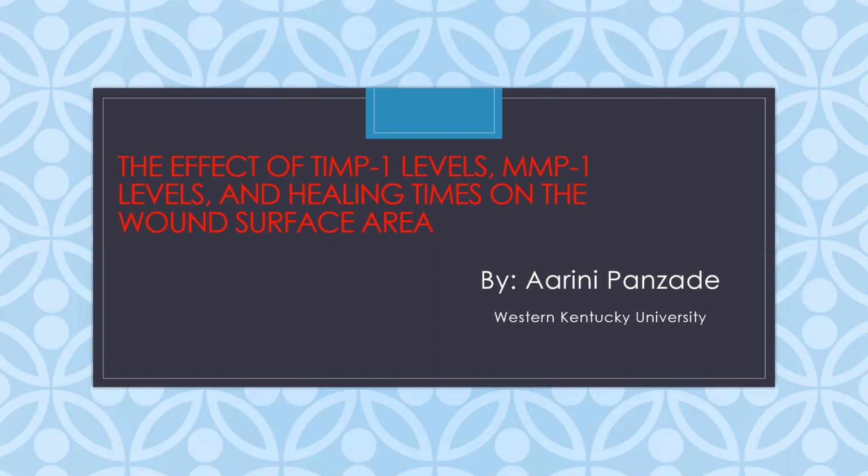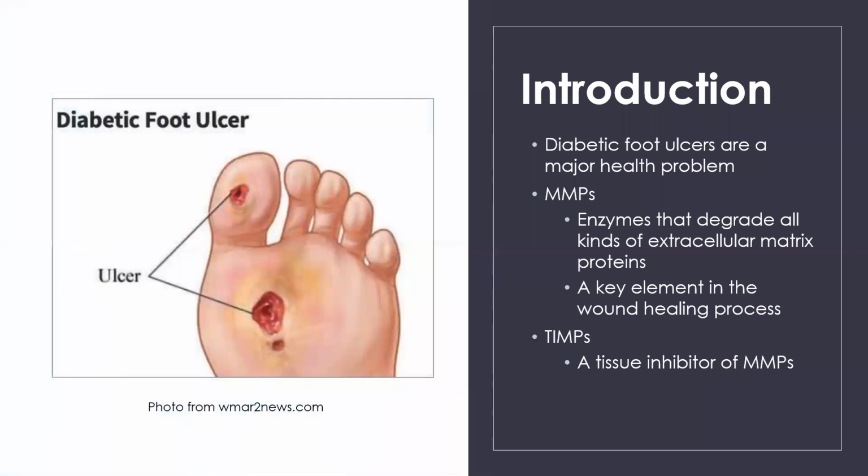My research is on the effects of TIMP1 levels, MMP1 levels, and healing times on the wound surface area. First, I'll give you a bit of an introduction on diabetic ulcers. Diabetic ulcers are a major health problem because they're the leading cause of non-traumatic amputations in many developing countries.